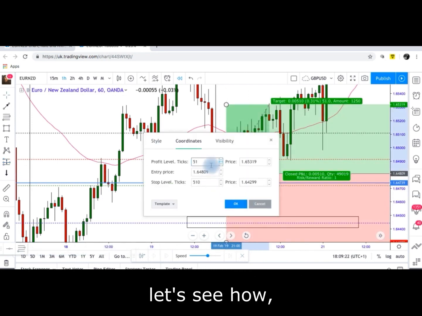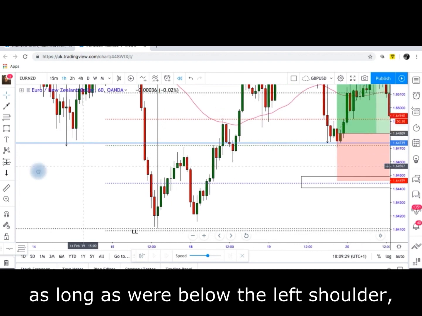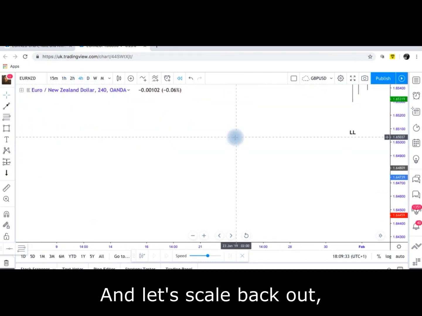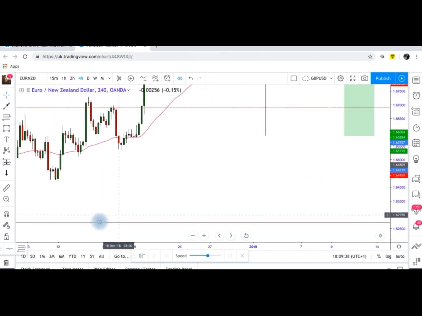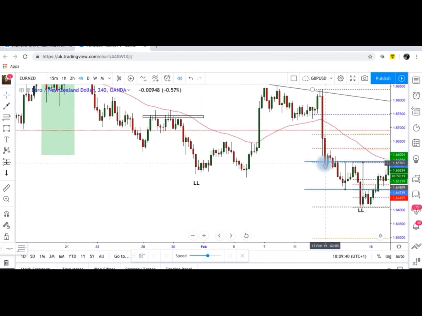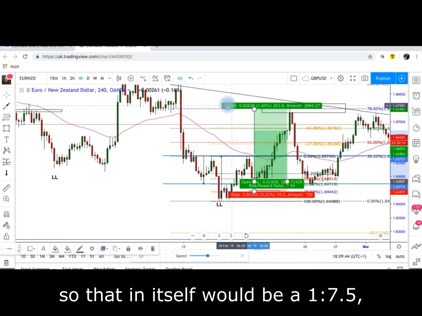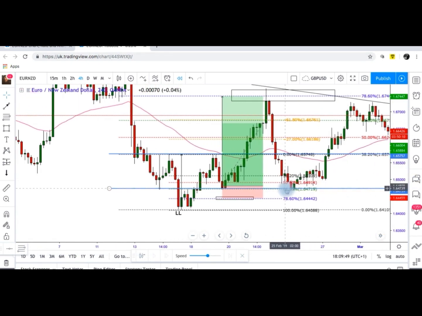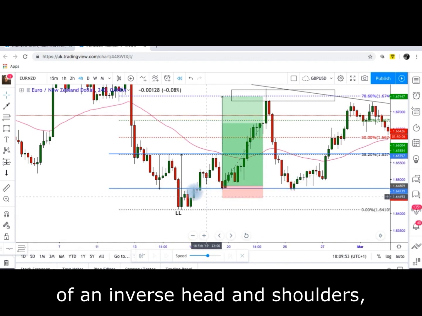Let's see how. Yep, that's nice, as long as we're below the left shoulder, gives us a nice breathing space. And let's scale back out. And therefore our target would be duplication. So that in itself would be a 1 to 7.5. So that's a beautiful example of an inverse head and shoulders.